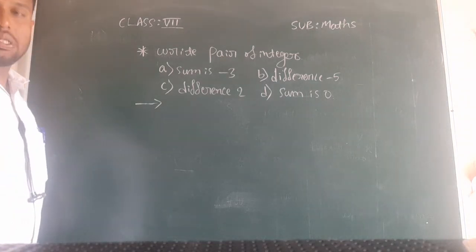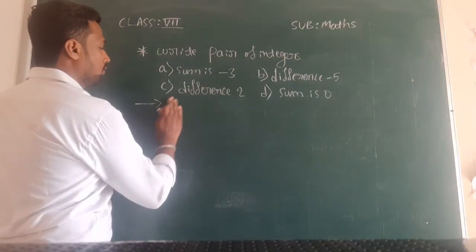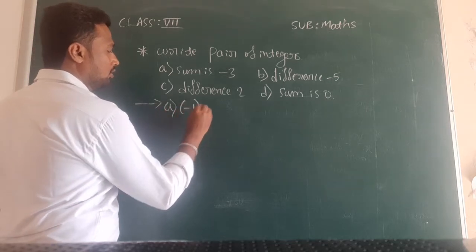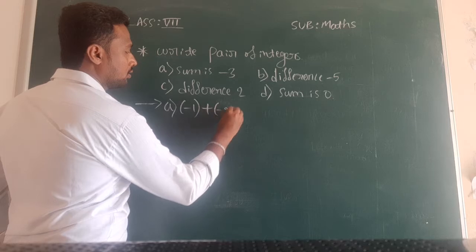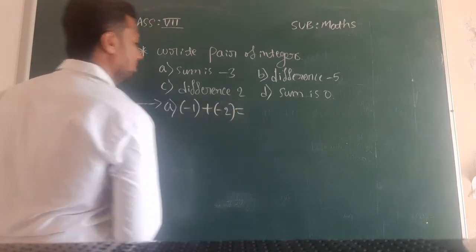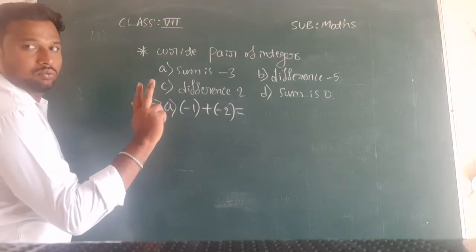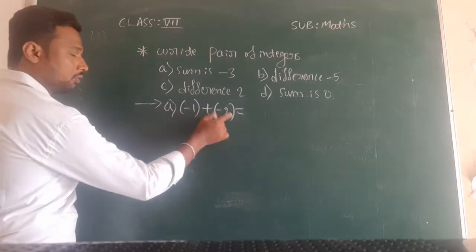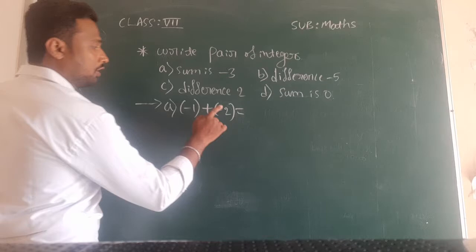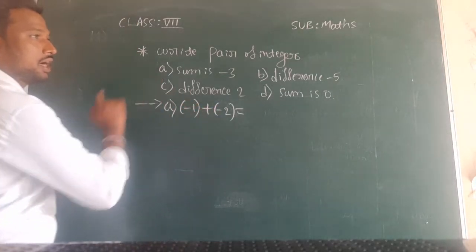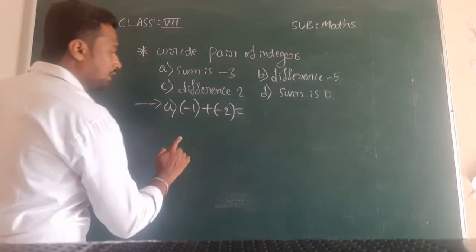For the first question, question number A: minus 1 plus into bracket minus 2. What do we get? We have written a pair of integers. Pair means 2. We have written 2 integer values, minus 1 and minus 2. We are adding. Sum means we have to add. So what is the value we will get here?